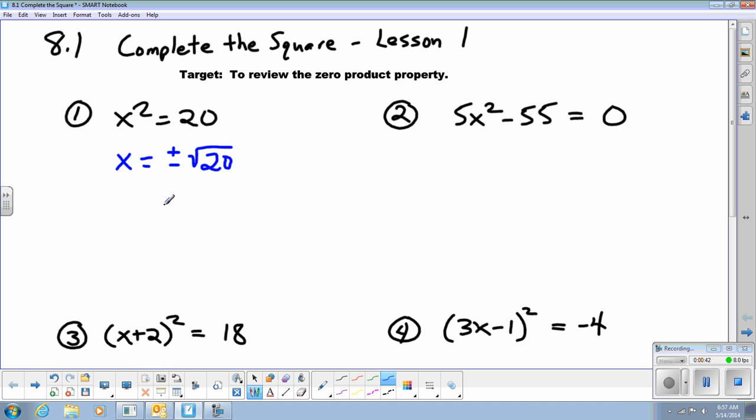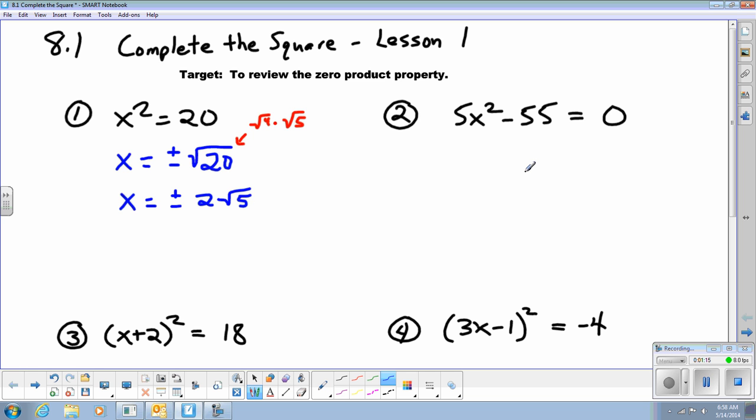Now I have to simplify this radical of 20 like you did in chapter 7. So I need to think, are there any perfect square factors in 20? Yes, actually the square root of 20 does break into the square root of 4 times the square root of 5. And the square root of 4 happens to be 2. So x is going to equal plus or minus 2 times the square root of 5. And that's all the further I need to go with that.